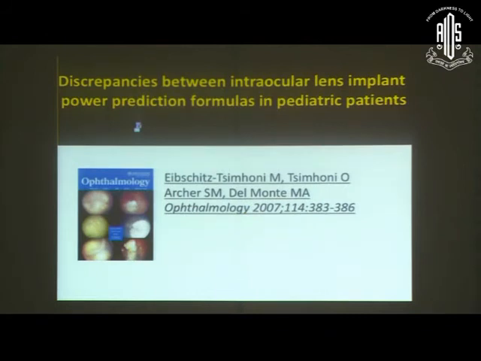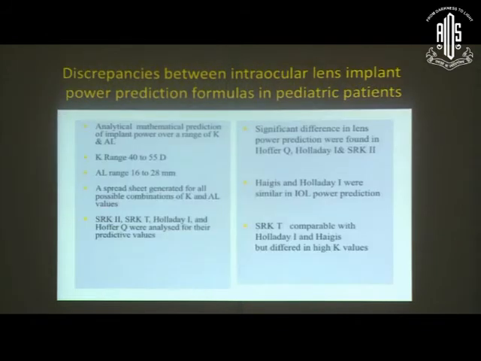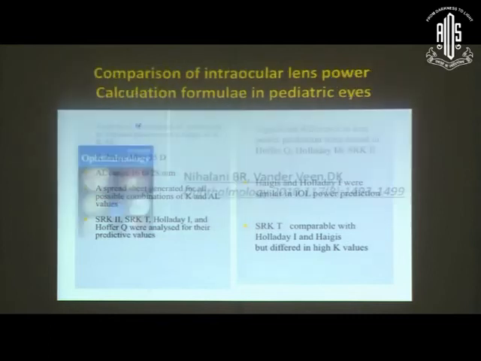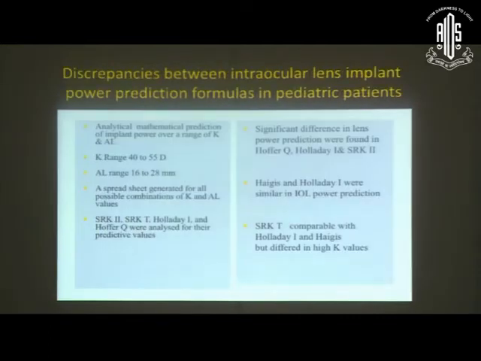The second study came out in 2007 in Ophthalmology. It was an analytical mathematical prediction of the IOL power over a range of keratometry and axial length. The keratometry ranged from 40 to 55, and axial length ranged from 16 to 28. A spreadsheet was generated for all possible combinations of axial length and keratometry values. They found significant difference in the lens power prediction in Hofer-Q, Holladay 1, and SRK2. So there was significant difference in lens power in this study also when they did theoretical variation of axial length and keratometry.